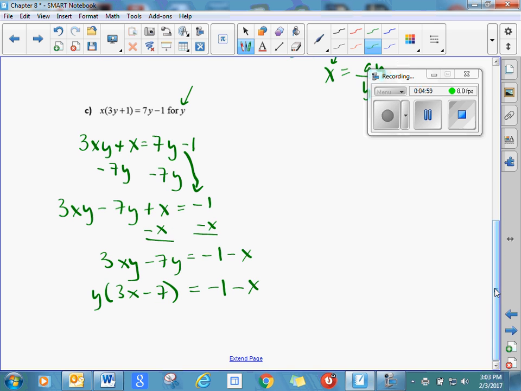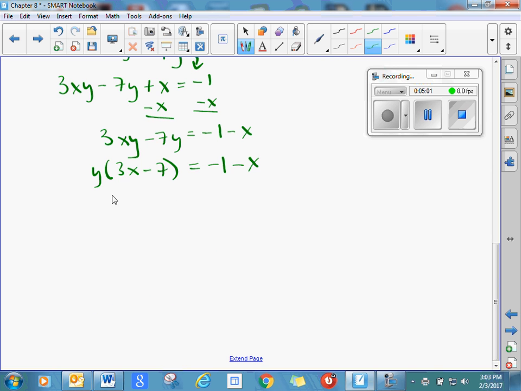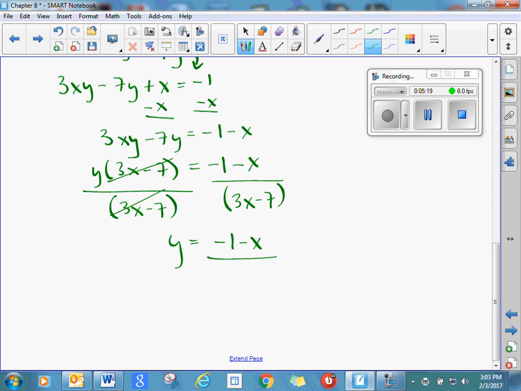I need a little more space. And I'm going to divide by the factor 3x minus 7. You don't have to put parentheses around it, but you can. Those cancel out, and I am ending up with y equals minus 1 minus x over 3x minus 7.